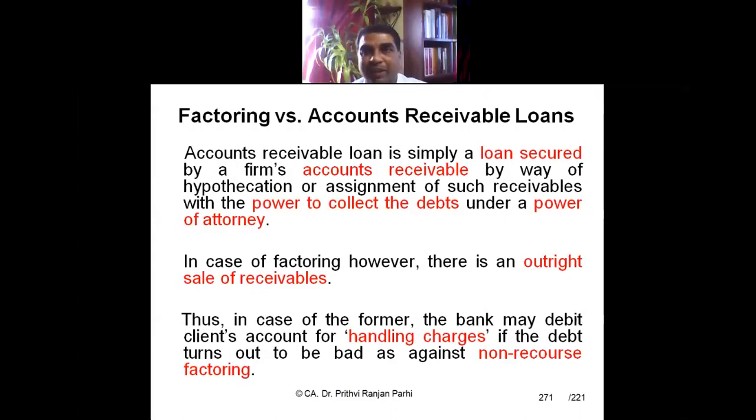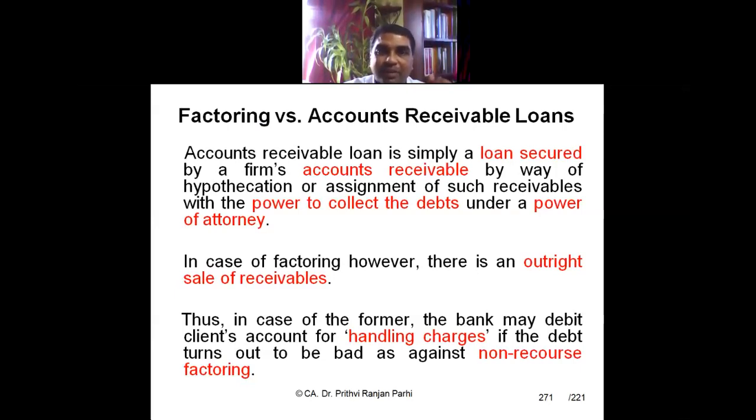Factoring is different from an account receivable loan. When you talk about an account receivable loan, against your account receivables, against your debtors, you take a loan, and your account receivables are offered as security, collateral. But when you talk about factoring, the account receivables are sold to the factor. It's the outright sale of the receivables.